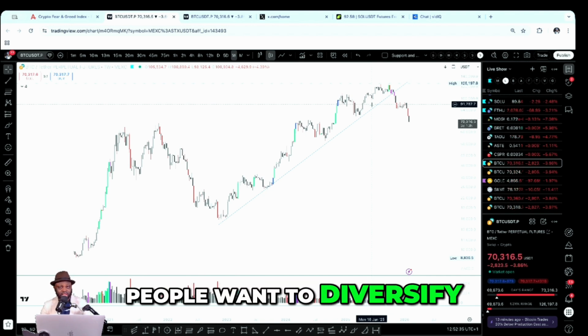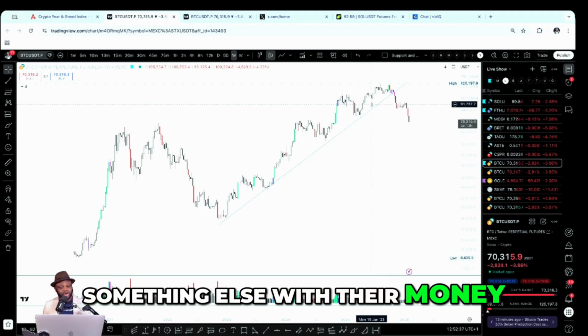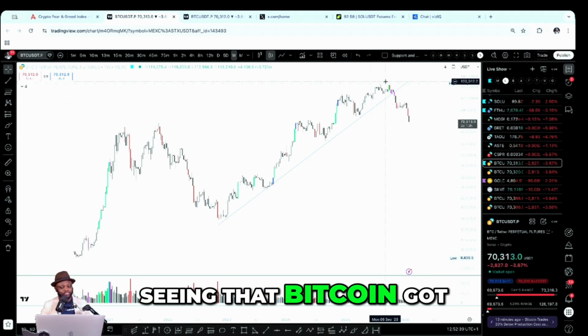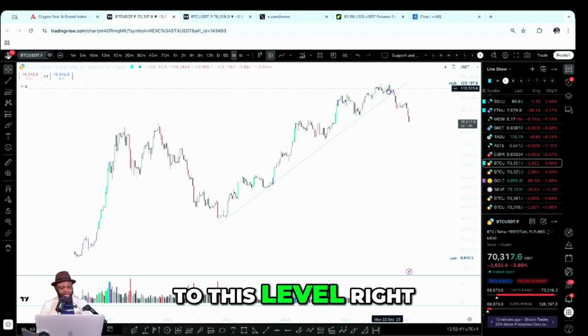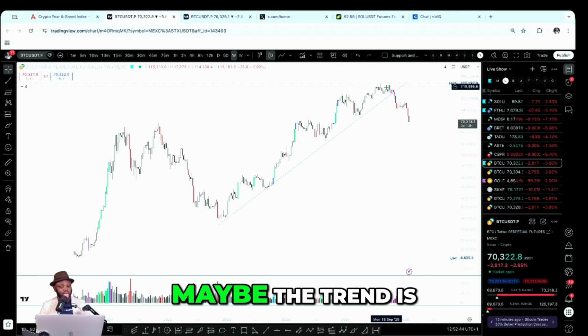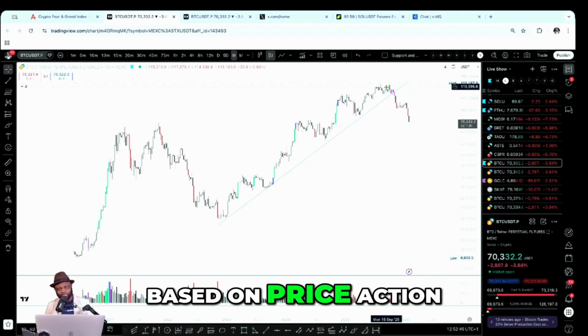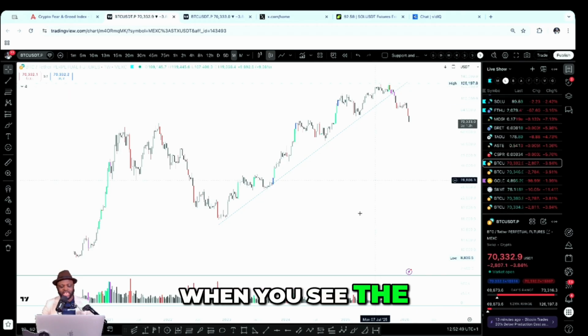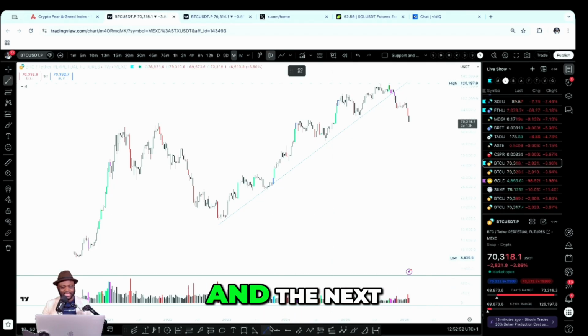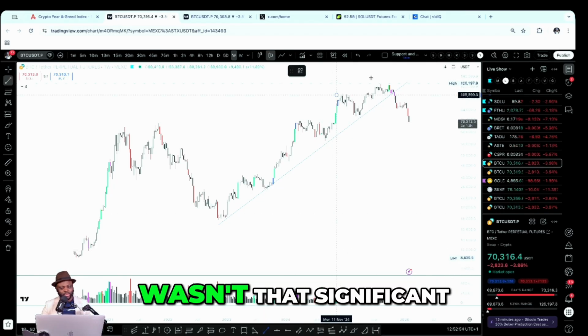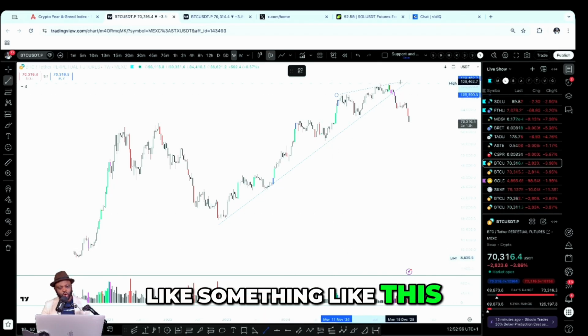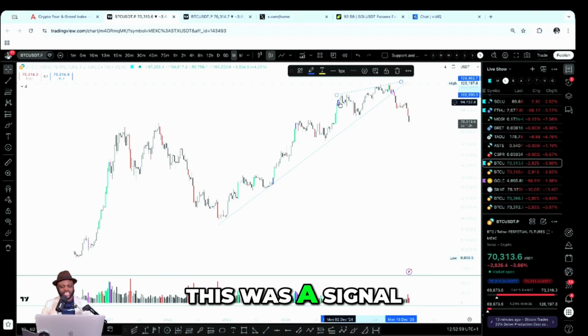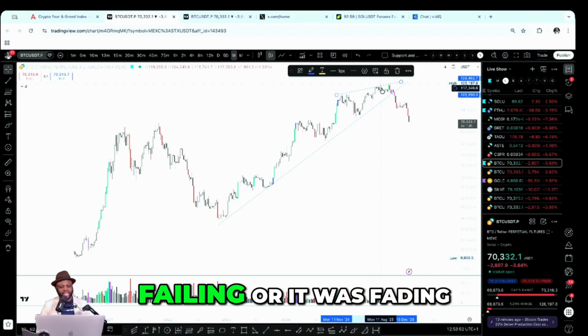People want to diversify their investment. They want to do something else with their money. So seeing that Bitcoin got to this level signifies to them that maybe the trend has ended. Based on price action or TA, when you see the market make a huge move like that, and the next higher high isn't that significant, we call this divergence. This was a signal that the trend was failing.